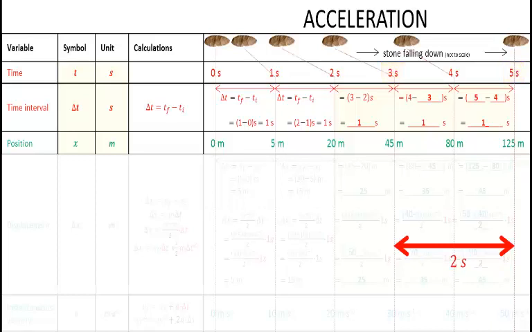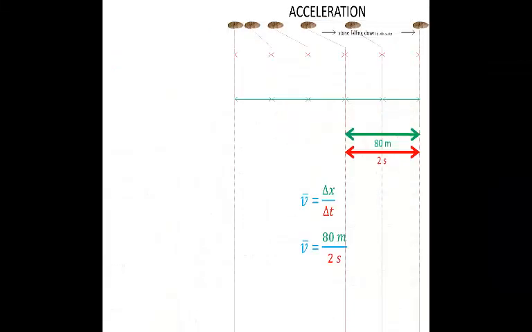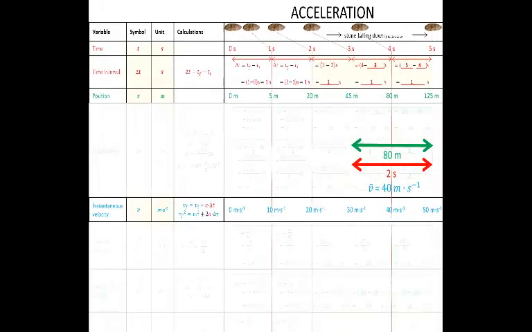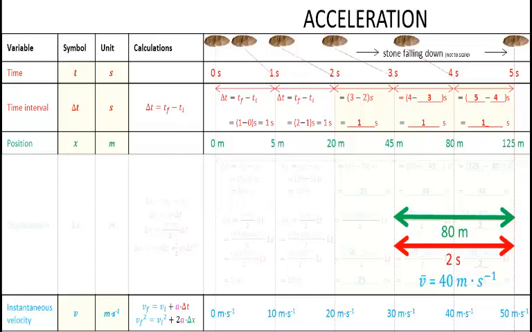So the stone travels 80 meters in these 2 seconds. So its average velocity is 80 meters per 2 seconds, which is 40 meters per each second, per 1 second. 40 meters per second. And indeed, 40 meters per second is the halfway value between the initial 30 meters per second and the final 50 meters per second for that interval that we're looking at.